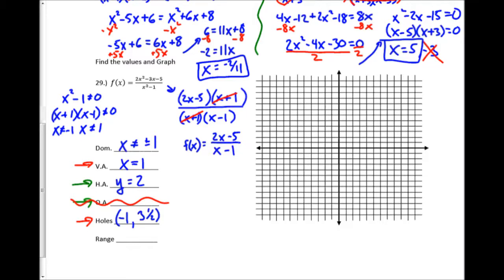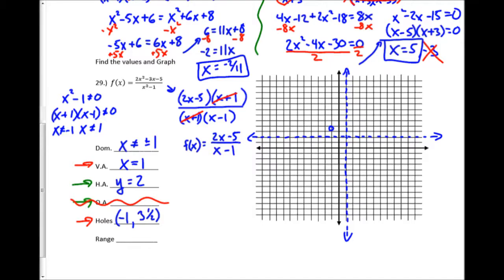And now I'm just going to start to graph this thing. I'm going to hold off on the range for a second. But when I graph this thing, I'm going to start with the asymptotes, x equals 1. I do a dotted line for that. And then I do y equals 2, again another dotted line to represent my asymptotes. I can plot the hole in the graph at negative 1, 3.5, right about there. And notice it's an open dot.